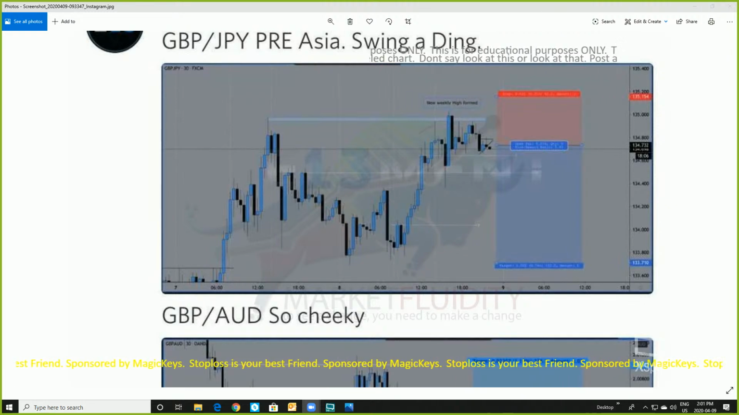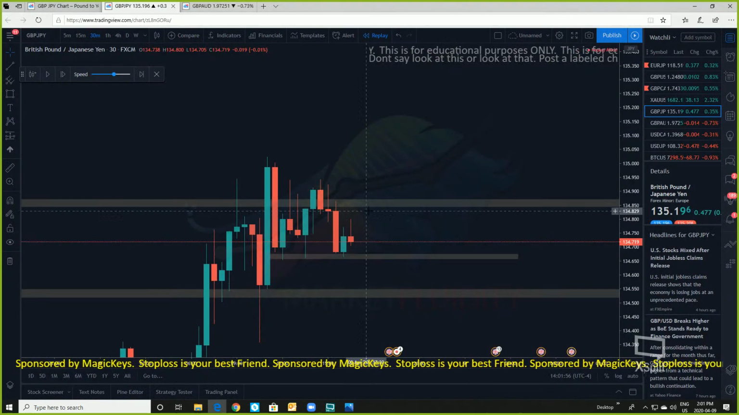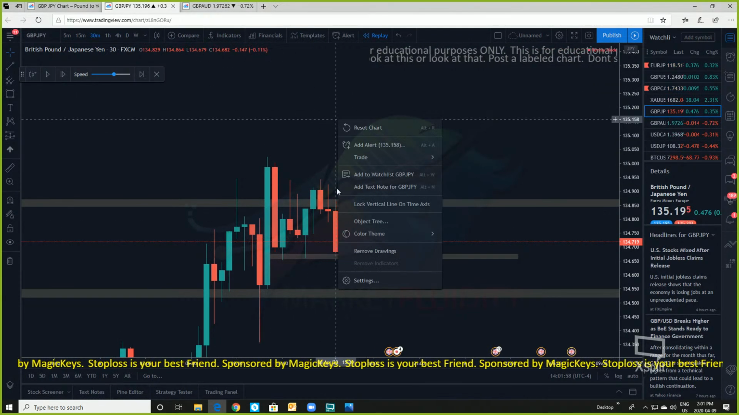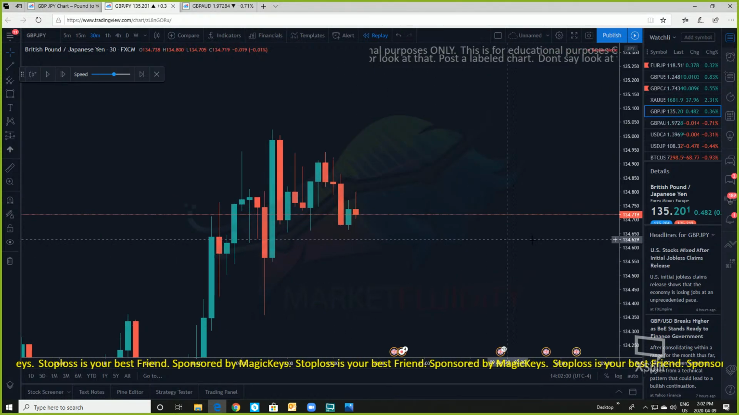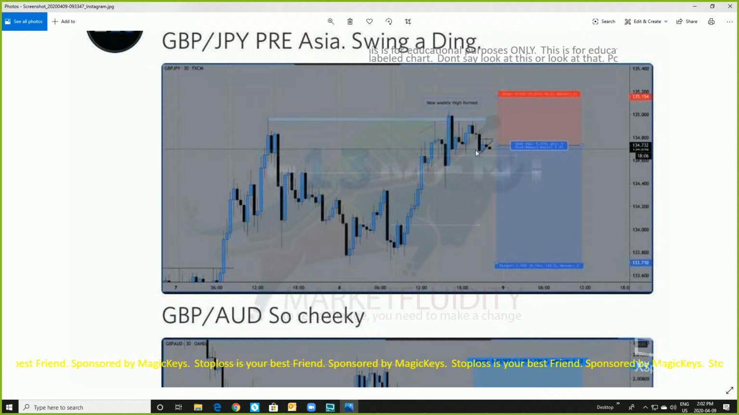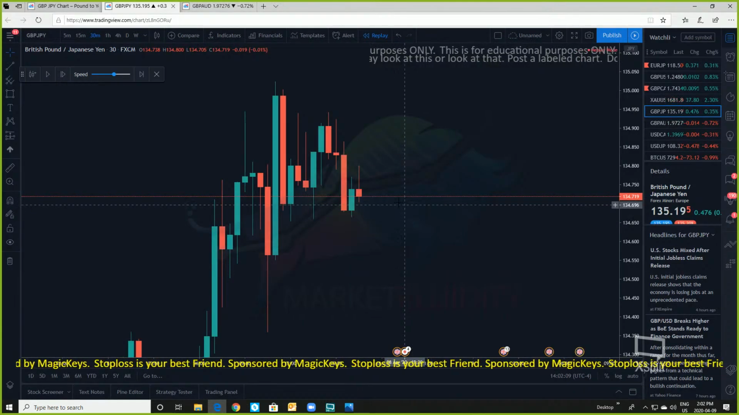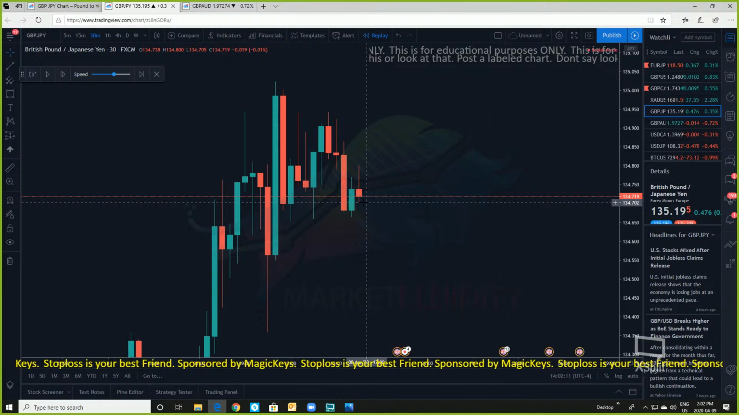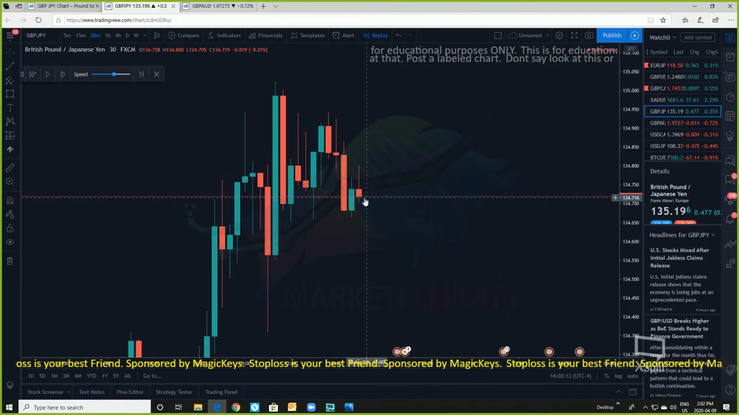So let's start with GBP/JPY, and we're going to go to our TradingView over here to GBP/JPY. First of all, this was the area. Now let's go back here. See here, we had the bullish candle, then we had the bearish candle forming. So this is the area where the selling signal was given.